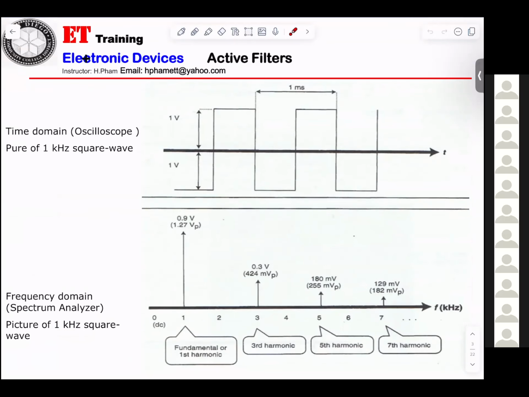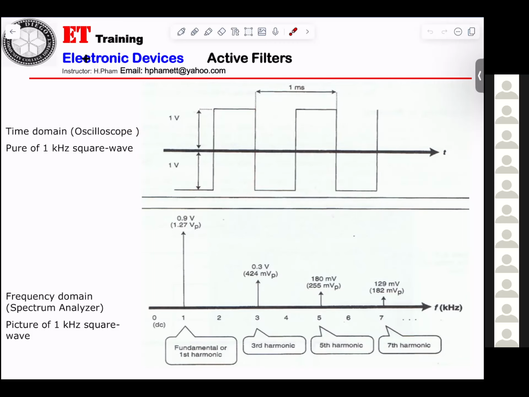Now, if you're looking on that one, this is a time domain. You know square wave. You guys already know peak to peak voltage. Okay. What the period? Time domain oscilloscope, a 1 kilohertz square wave. That means frequency is 1K.